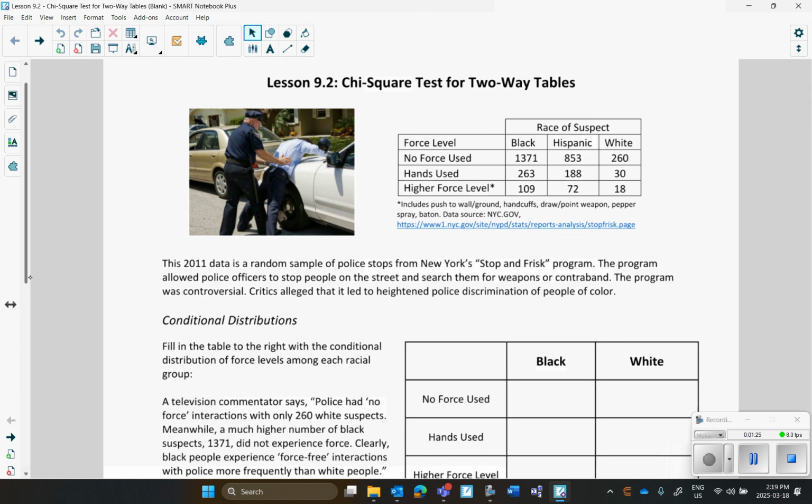a number of Black, Hispanic, and white people were stopped. And three things happened when they were stopped. There was no force used, okay? Hands were used, or there was a higher force level necessary, according to the police. Okay? And obviously it makes sense that with no force used, there would be the higher numbers there. And then if there is some force used, there would be lower numbers. And then you'd get, I mean, it's still significant numbers, but you wouldn't expect as many higher force level interactions.